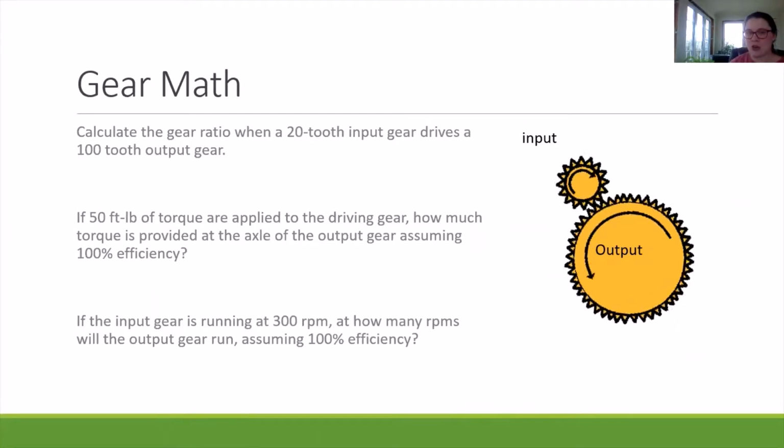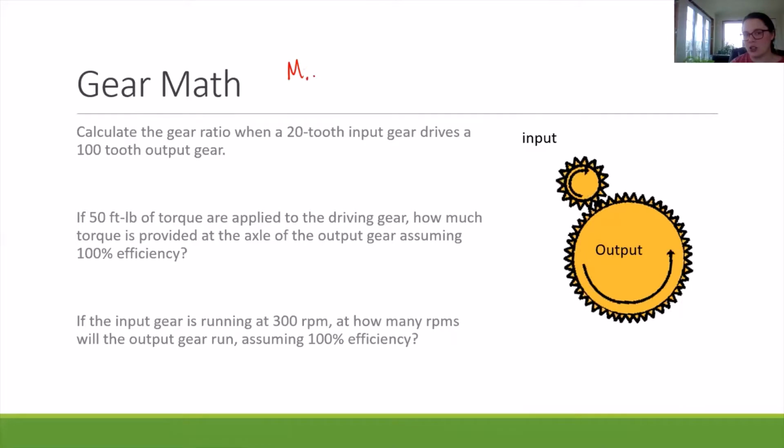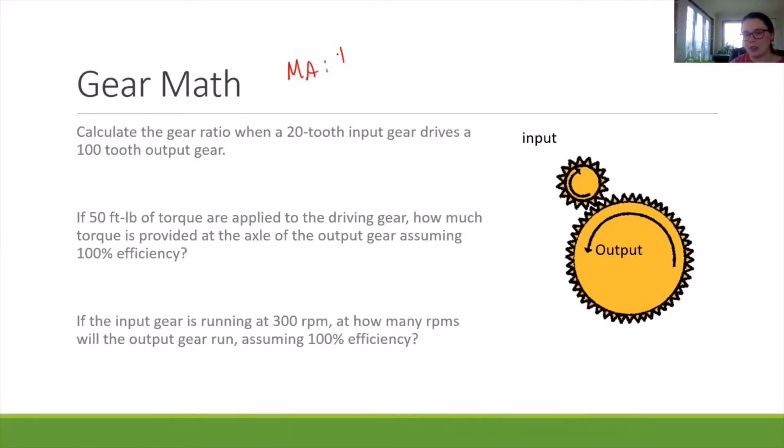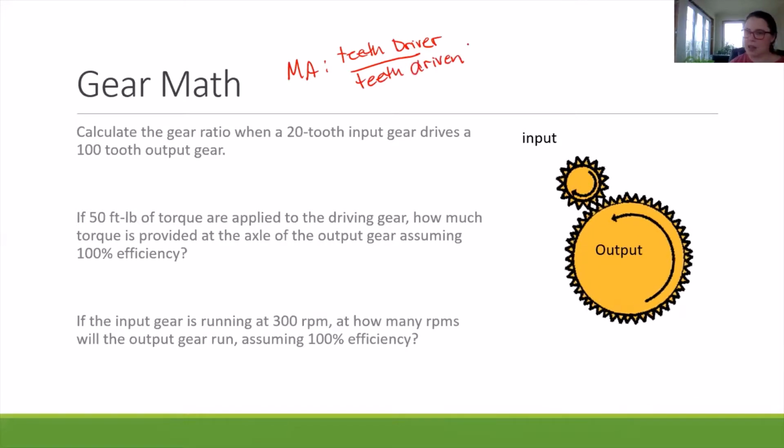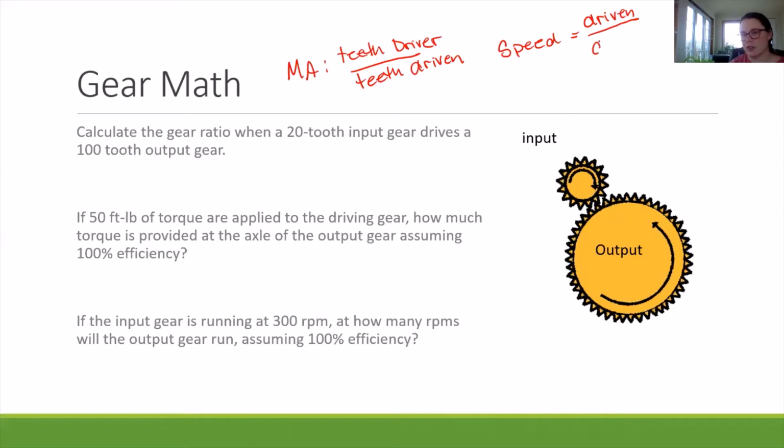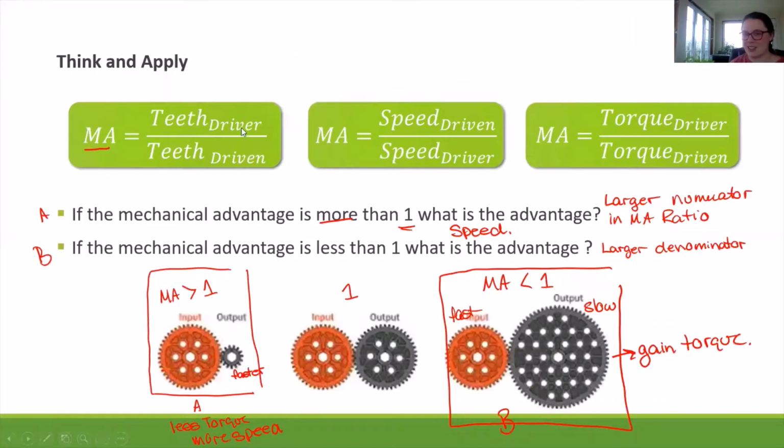So the first thing I'm going to make a note of is my gear ratio, my mechanical advantage. It's the same as a gear ratio, and it's teeth driver, or in, by the teeth out. I like to write that down just so I have it, and then I look back, and speed is opposite. It is equal to driven over driver. And then torque happens to match the teeth. So you'll see teeth and torque are the same, and speed is the one that's flipped.